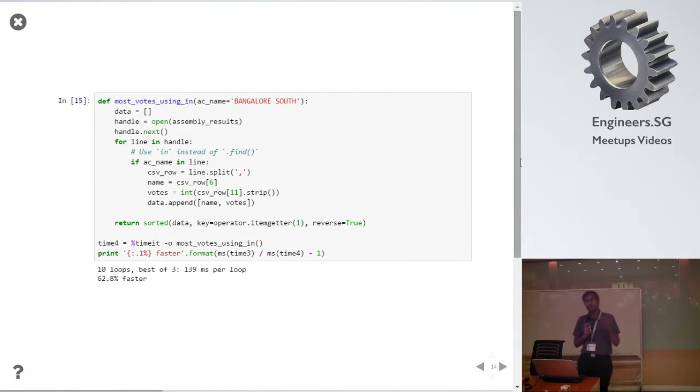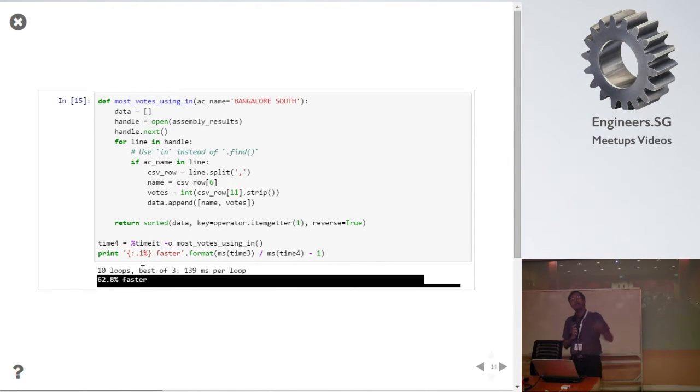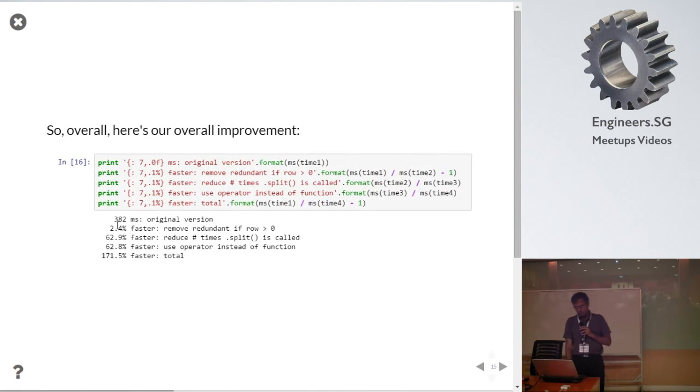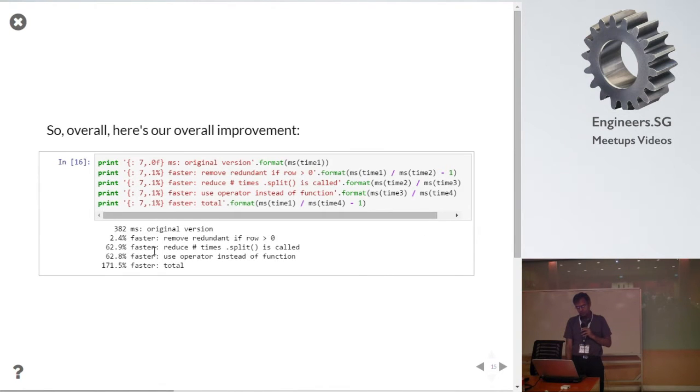By replacing dot find a function with an operator, the code runs 63% faster than the 63% that we got earlier. So that's an extra 63% now. If you summarize the results so far, the original version took about 380 milliseconds. We removed a redundant line and got a 2.5% improvement. Then we got a 63% improvement by calling a line, or executing a line, fewer times. And we got a further 63% improvement by switching to an operator instead of a function. And that makes it run about 171% faster, which is about 2.5 times eventually, right?